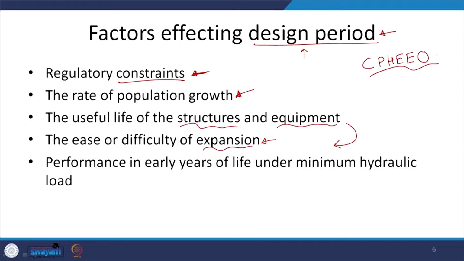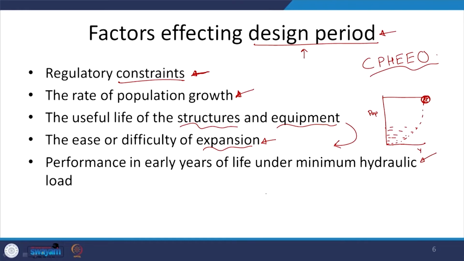And more importantly, or equally importantly, for example, my population growth is something like this, okay, and this is the year and this is the population. So let's say I'm designing for this population, right? But as you see, for most of the time, or quite a significant fraction of the time, the population is pretty less.